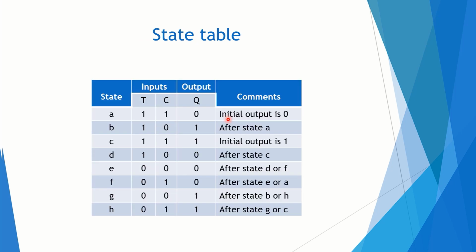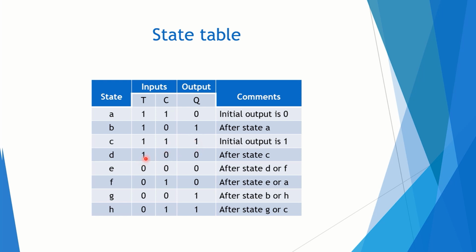So this is the state table. We will be listing out the 8 states. First, when T and C are equal to 1 and the initial output is 0, it remains in the same state because it is not changing. After state A, when the clock goes from 1 to 0 and T is equal to 1, the output complements, so it is 1 here. Then when T is equal to 1 and C is equal to 1 and the initial output is 1, it remains in the same state, that is 1.